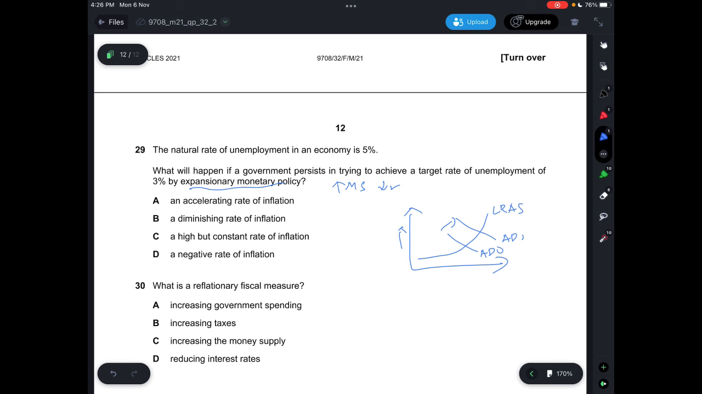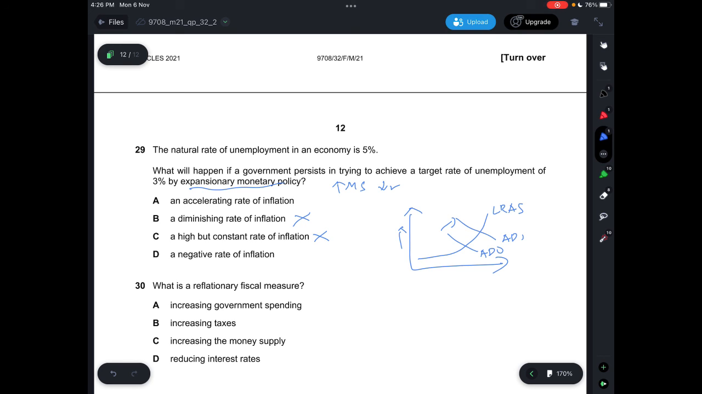Now when there's an increase in aggregate demand, it looks like this, and your prices will then increase at an accelerating rate. So if you look at these four options here, we start with B first. It says a diminishing rate of inflation. This one is incorrect because there's not a diminishing rate of inflation. If it's a diminishing rate of inflation, it will look something like this. And then C says a high but constant rate of inflation. The LRS curve will not look like this anymore. It will be constant. So that's not the answer.